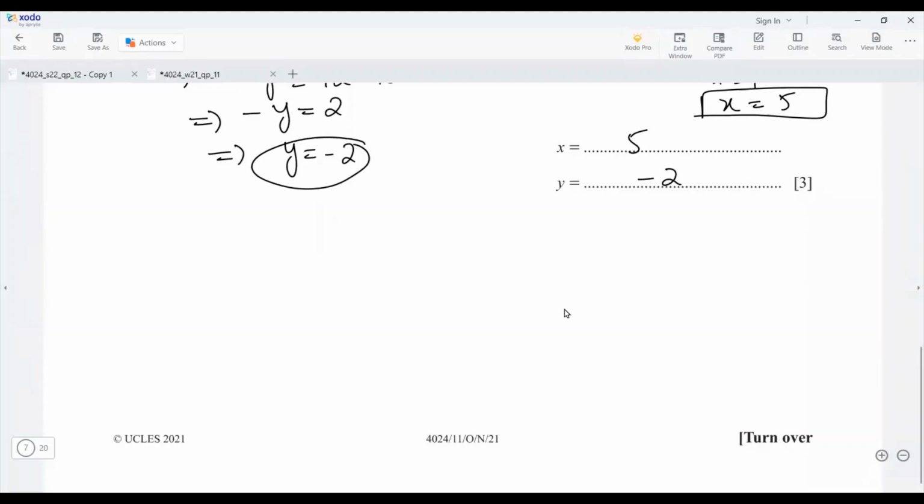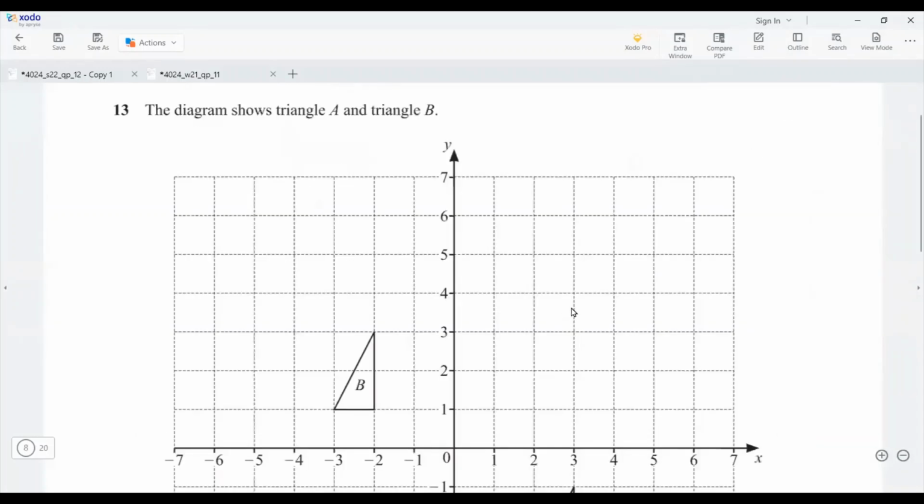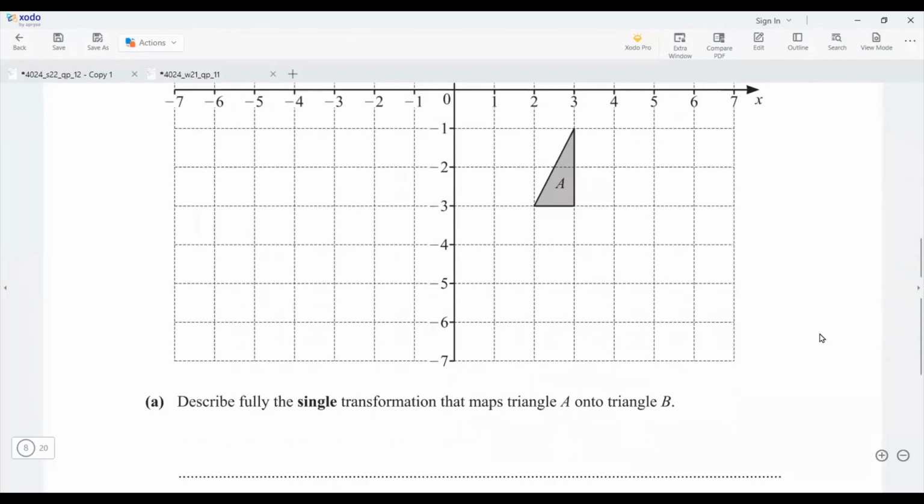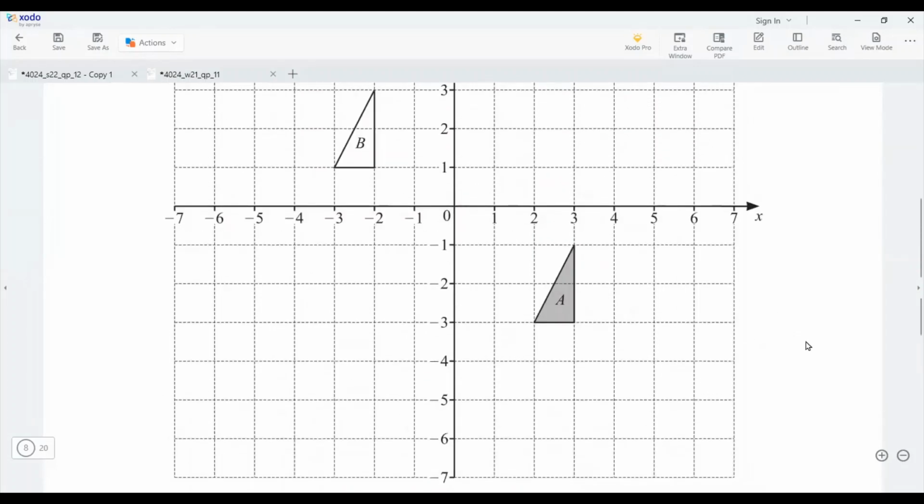So moving towards the next question, onto the next page, which is related to transformation. So look at the diagram. A transformation of triangle A and B is given. So we have to describe the single transformation that maps triangle A onto triangle B. There are 4 types of transformations. So which one is this?